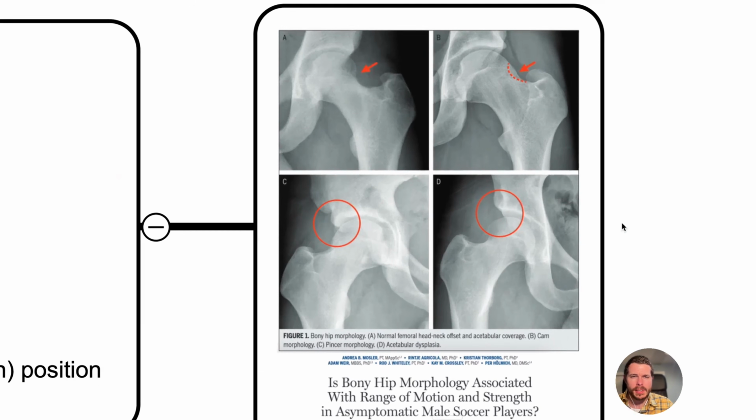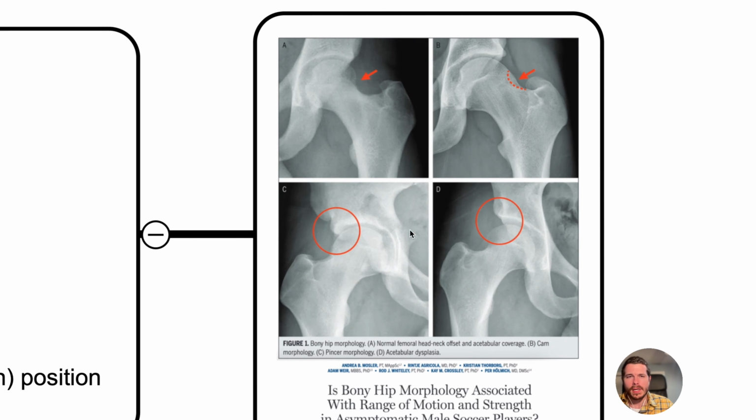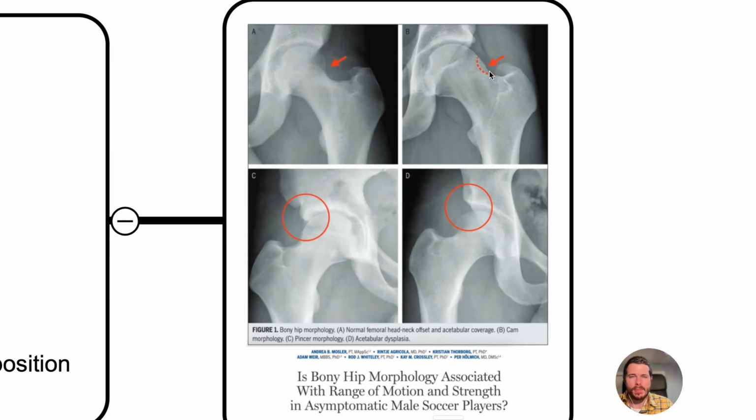And again, you can see here the different types of hip impingement. So you have cam impingement, a little bony overgrowth there, and you have pincer, where the top of the socket starts to get an icicle on it, and you can imagine how that could restrict motion when you try to move the joint around.